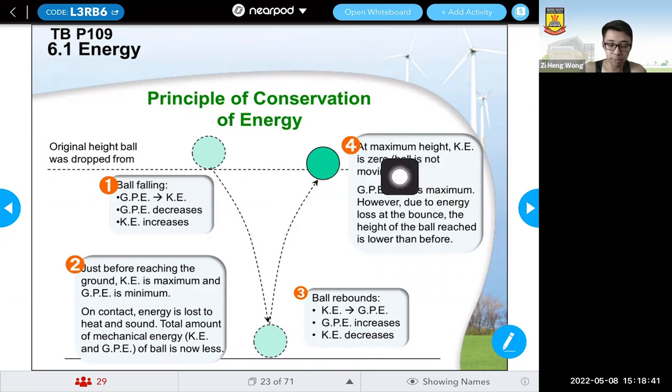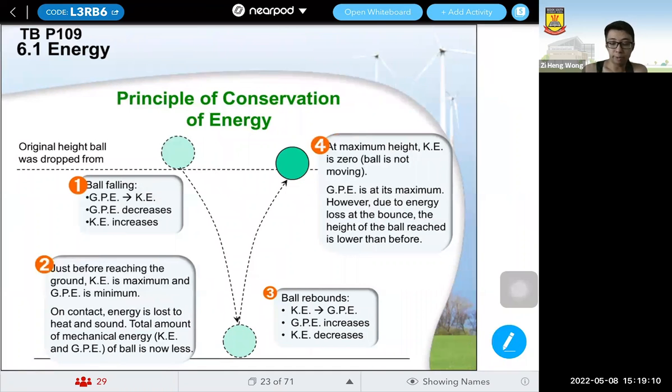Okay, so at the maximum height, KE is 0. Like I said, we can say that KE is 0 when the object is not moving, but we do not say that GPE is 0. We only say GPE is minimum. So if you dig the ground further, you can still go further. But when an object is not moving, you can say that KE is 0. So at this point, GPE is at its maximum, but however, due to energy loss during the bounce, the height the ball reaches will be lower than before.